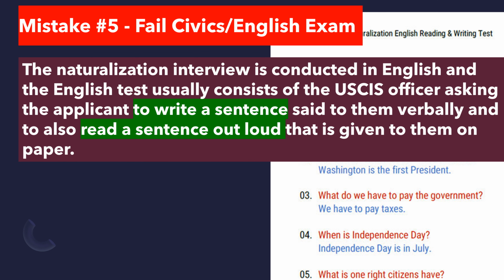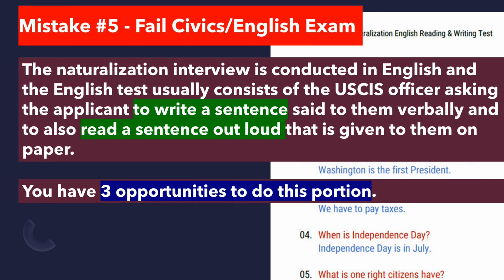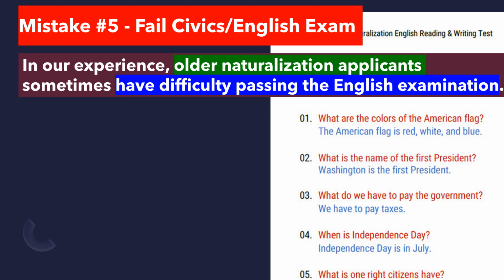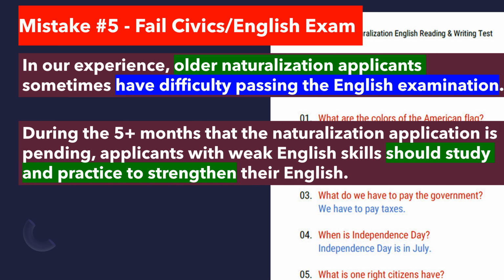The naturalization interview is conducted in English, and the English test usually consists of the USCIS officer asking the applicant to write a sentence said to them verbally, and to also read a sentence out loud that is given to them on paper. You have 3 opportunities to do this portion. In our experience, older naturalization applicants sometimes have difficulty passing the English examination. During the 5+ months that the naturalization application is pending, applicants with weak English skills should study and practice to strengthen their English.